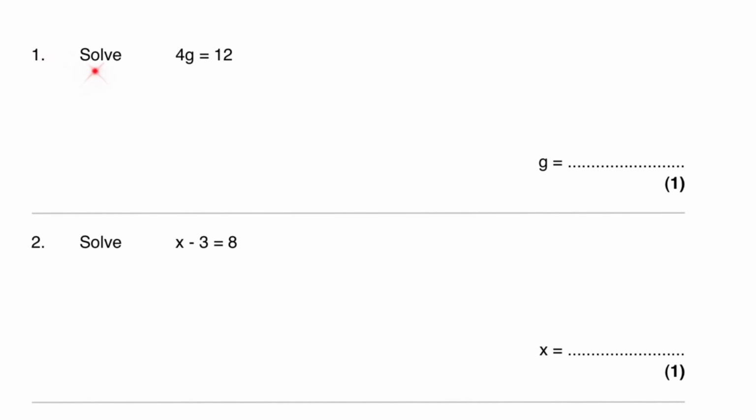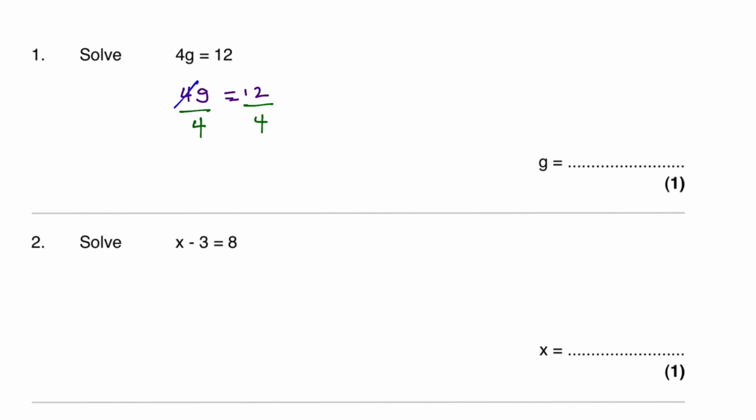Equation 1. Solve 4g equals 12. We need to find g. In order to do so, we write 4g equals 12. Now we need to divide by 4. I have to divide that side by 4. So 4g divided by 4 equals 12 divided by 4.